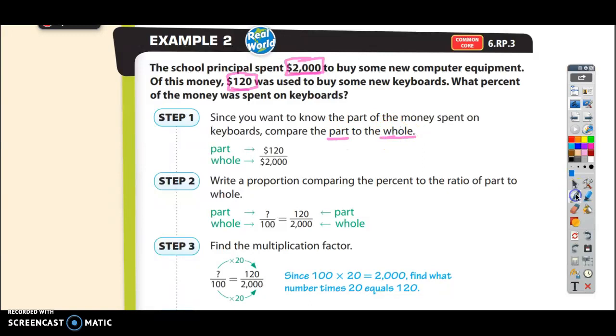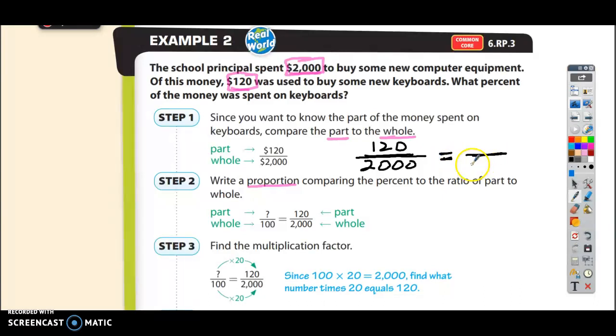Well, the whole is how much money the principal spent on computer equipment, which was $2,000. The part was how much he spent on keyboards, and that was 120. So you set it up as 120 over 2,000. And then we're going to use proportional reasoning here. And proportional reasoning means we're going to write a proportion, which means two equal fractions. And we're trying to compute the percent.